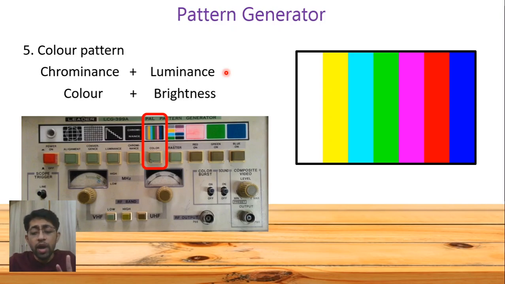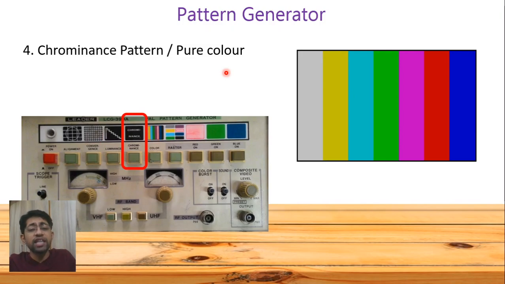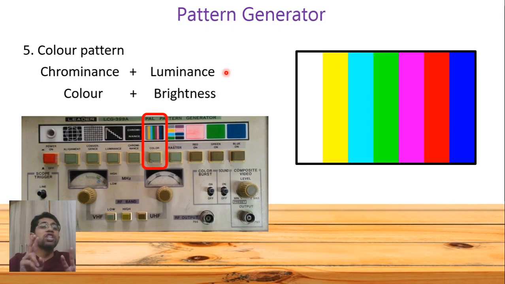Once you have set the luminance section properly and the chrominance section properly, to see the overall effect, one has to apply this color pattern. Let us assume your brightness section is working fine and your chrominance section, that is the pure color section, is working fine. Then you apply the color pattern, which is the combination of brightness and color. If everything is fine, then your TV will produce the perfect color pattern.